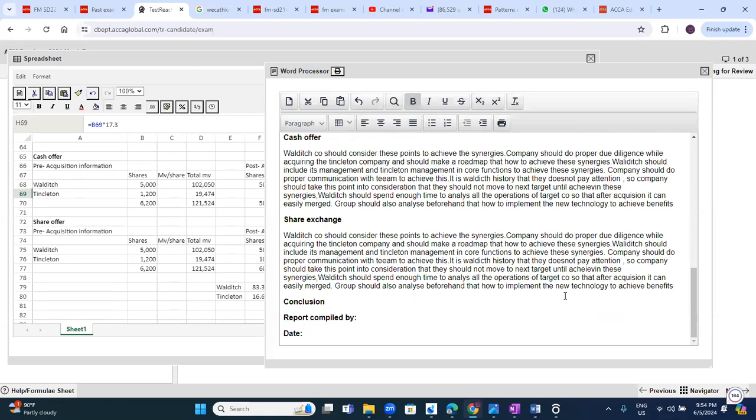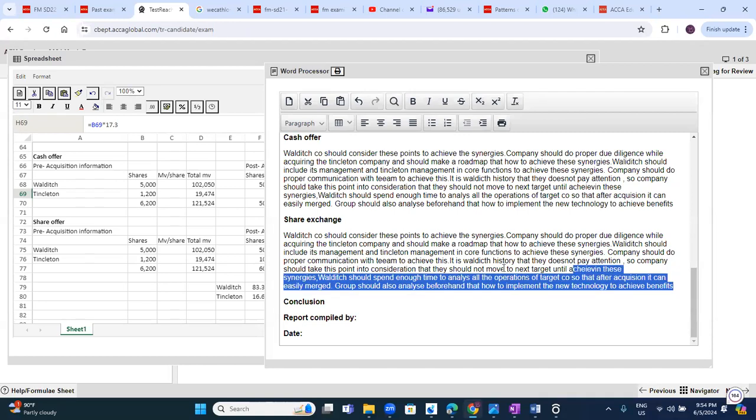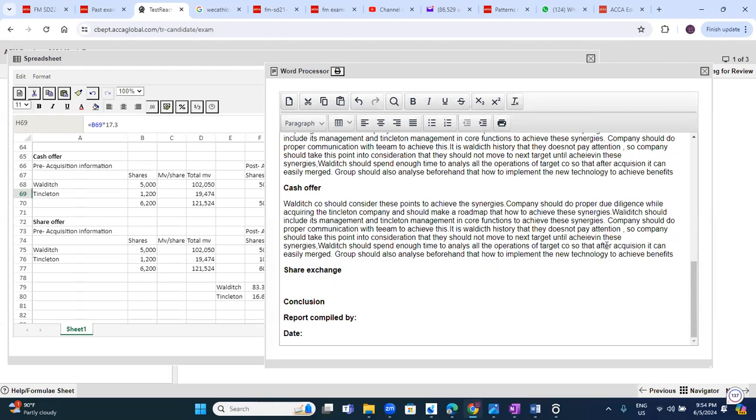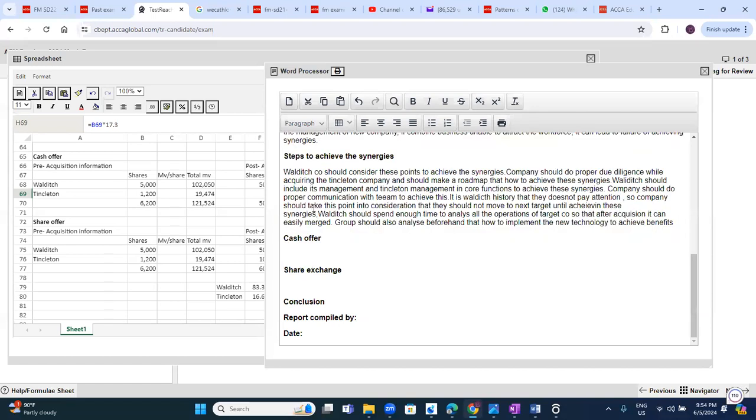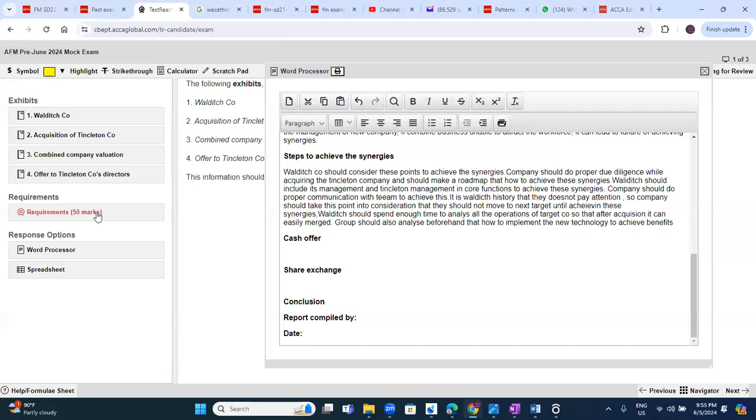Okay. My advice is to solve the numerical questions first. Solve all the numerical questions first. That is number one advice. Number two, when you have to make the report, write all the headings before writing anything under them. To the board of directors, introduction, analysis, right? And how to make the headings: copy all the requirements.